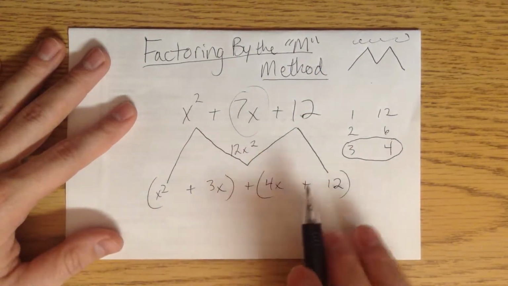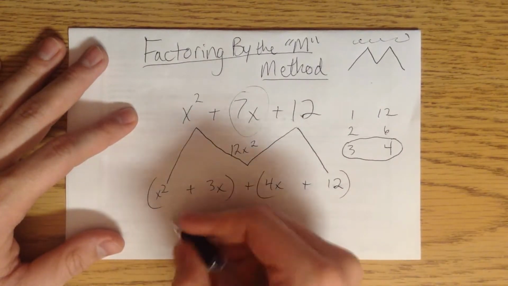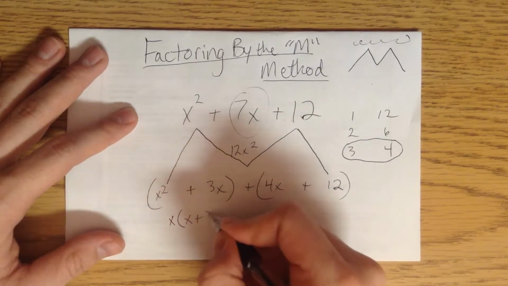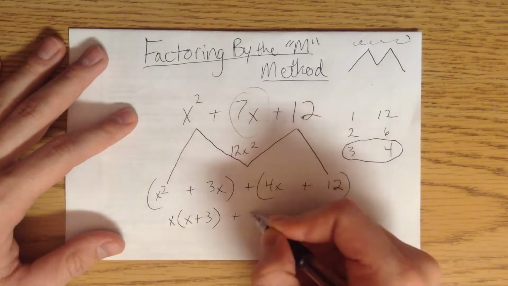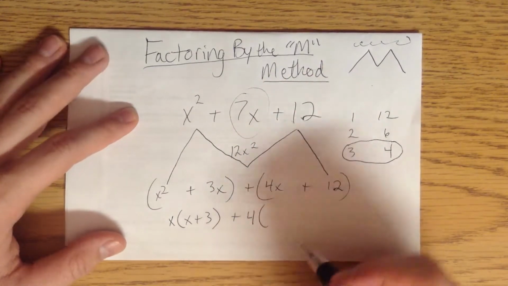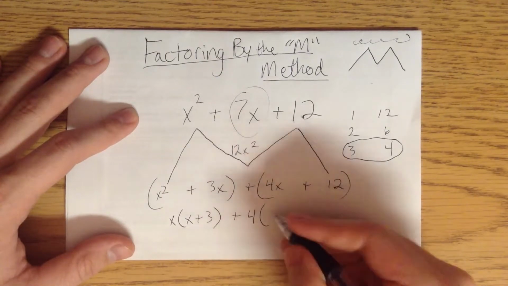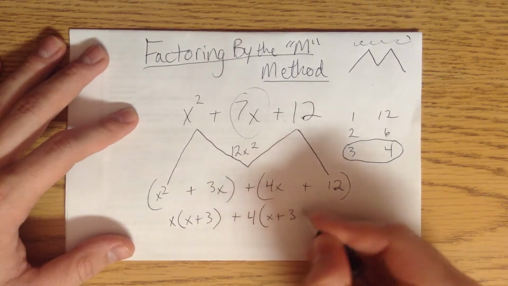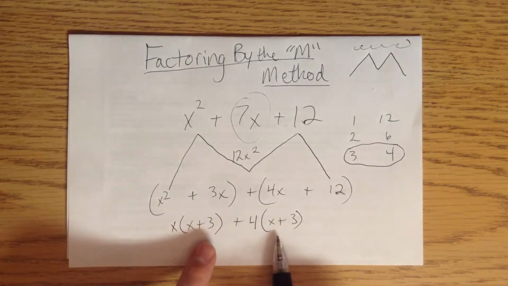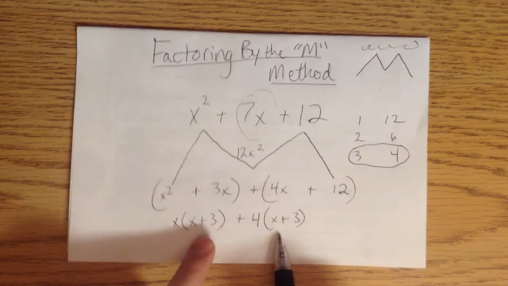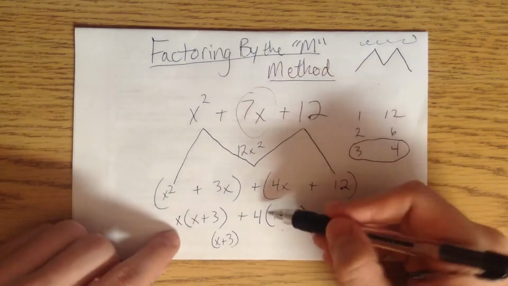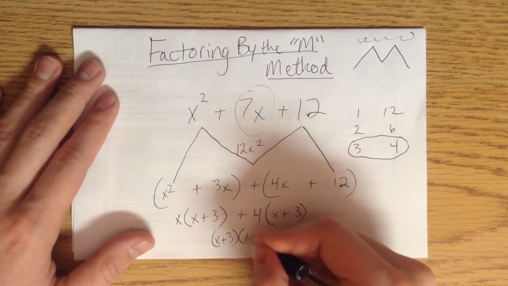And so we'll find the GCF of each pair of terms here. The first one would be the x, and what's left over would be the x plus 3. Okay, and then we'd have a positive 4. The GCF is 4 out of this, and what's left over would be the x plus 3. Okay, so what's next? As you can see, we have a common factor here, x plus 3. We go ahead and write that down. Alright, and then what's left over is the x plus 4.